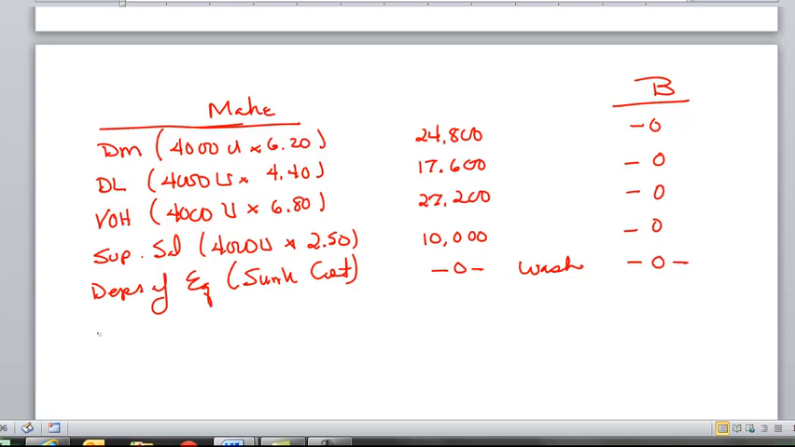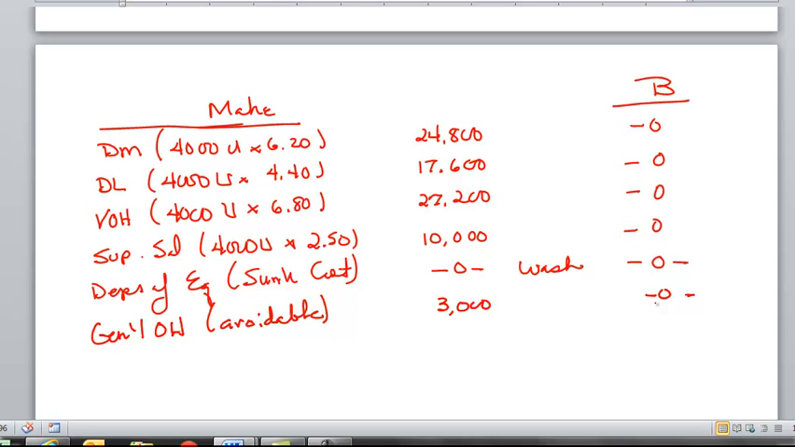Then we have the general overhead, and all we want is the avoidable, and we can avoid 3,000.